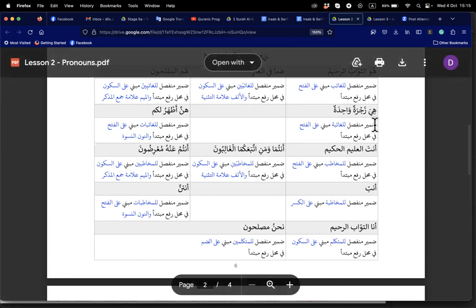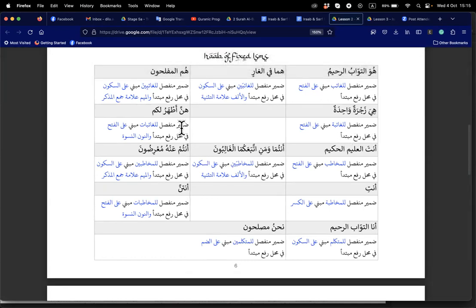Here, same. Domir munfasil, mabni, fi mahali rafa, mubtada. Enough. Hunna also. Domir munfasil, mabni, fi mahali rafa, mubtada. Is enough. But the whole thing, basically this noon, is called nun niswah.